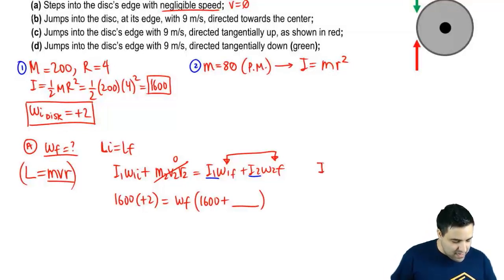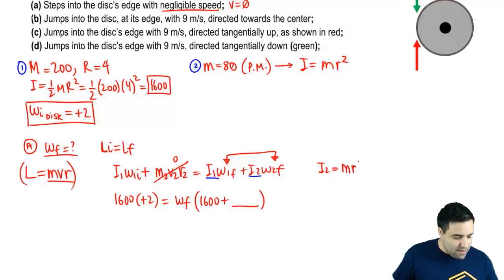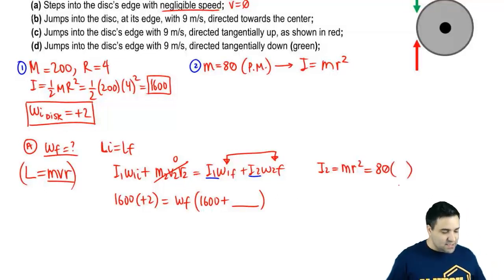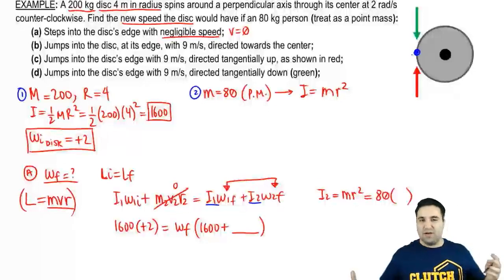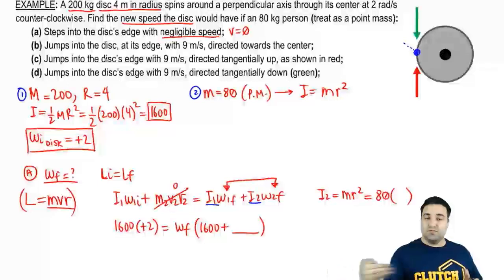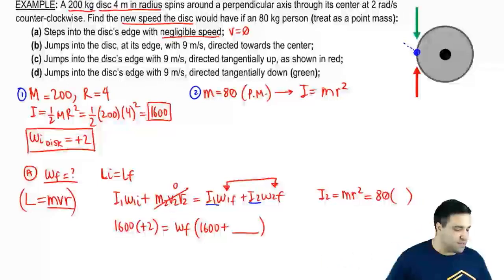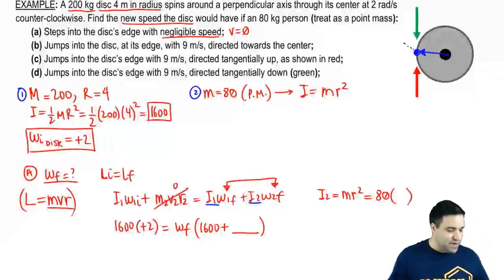So let's go over here and say the I2 is going to be the moment of inertia of a point mass, because that's how we're treating the person, mr squared. Little m is the mass of the person, which is 80. R is the distance from the center. So the person is entering the disk. If you're entering the disk without any speed, it's because you're entering at the very edge of the disk. So you can assume that the person just steps in here. Because the person has negligible speed, it doesn't matter the direction with which the person comes into the disk. The only thing that matters is that you enter at the edge, which means that your R is the entire radius of the disk.